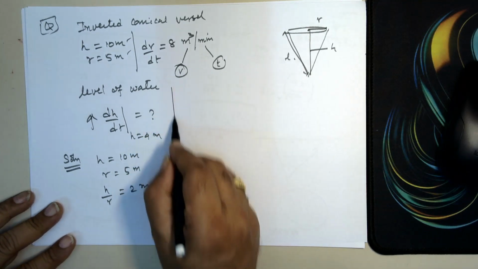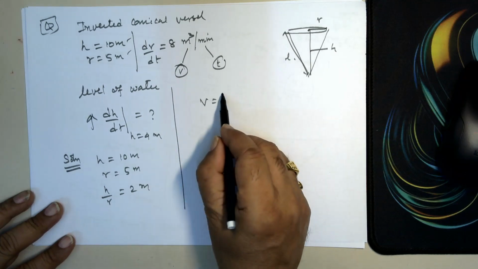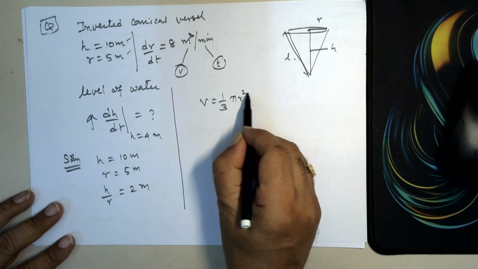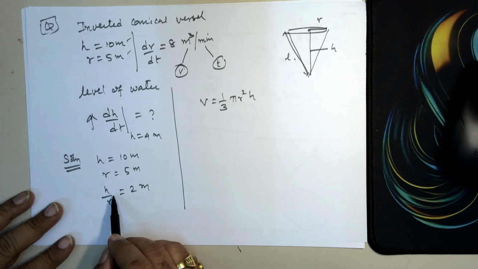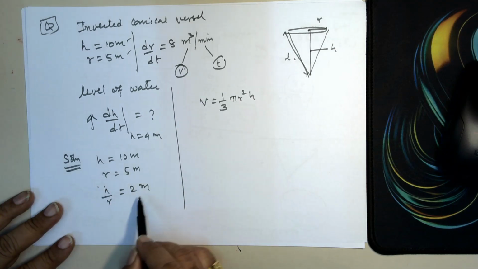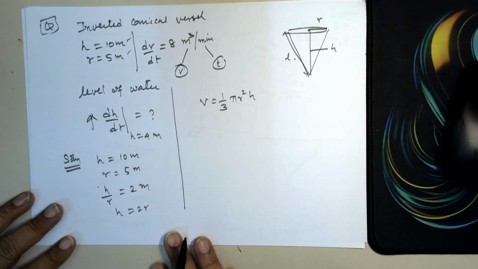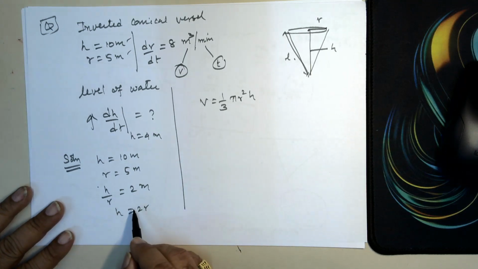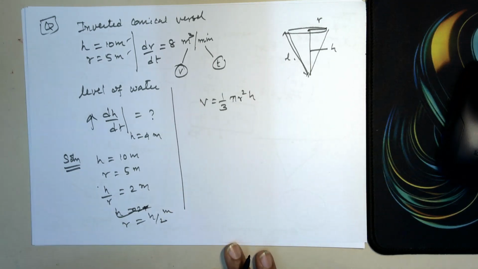Why? Because we have two variables here as far as volume is concerned for a cone: 1 by 3 pi r squared h. So when you have this h by r, h can be 2r, is it not? So we can fully replace by h. Otherwise, you can take r equal to h by 2.